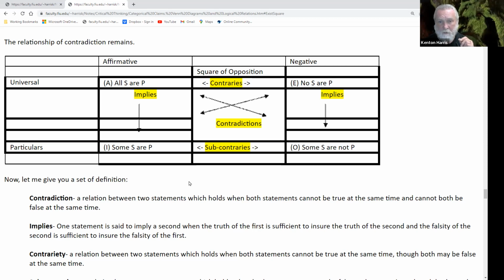So just to review, contradictions cannot both be true at the same time and cannot both be false at the same time. Contraries cannot both be true at the same time, but can both be false at the same time. And subcontraries can both be true at the same time, cannot both be false at the same time. And then implication: A implies I means if A is true, I has to be true. And if I is false, A has to be false. Likewise, if E is true, O must be true. But if O is false, E must be false.